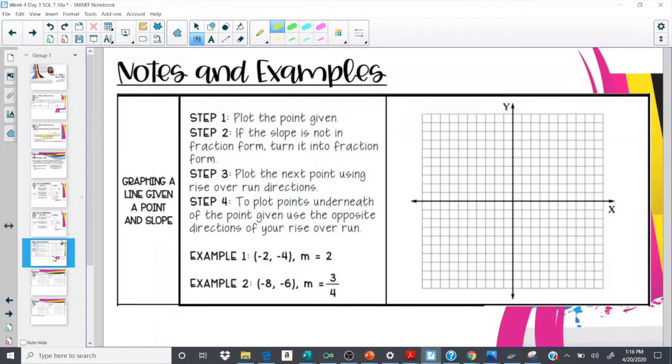All right, so now we are going to learn and practice how to graph a line given a point and slope. In these examples, they're going to give you an ordered pair or a point, and they will give you the slope of the line. I'm going to go through the steps, and then I will go in more detail later. Step 1, plot the point given. Step 2, if the slope is not in fraction form, turn it into a fraction. Step 3, plot the next point using rise over run directions. Step 4, to plot points underneath the point given, use the opposite directions of your rise over run.